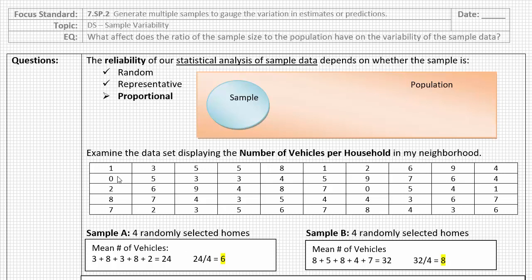Now, considering the lowest data point is 0 and the highest data point is 9, this is a pretty big spread of 2 numbers. So this was curious to me. So what I did is go ahead and do this a few more times until I had 10 samples of 4 randomly selected homes, and I calculated the mean of those. Let's go ahead and see what happened.